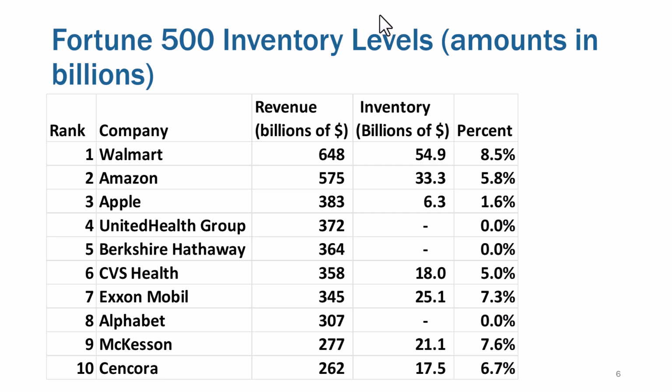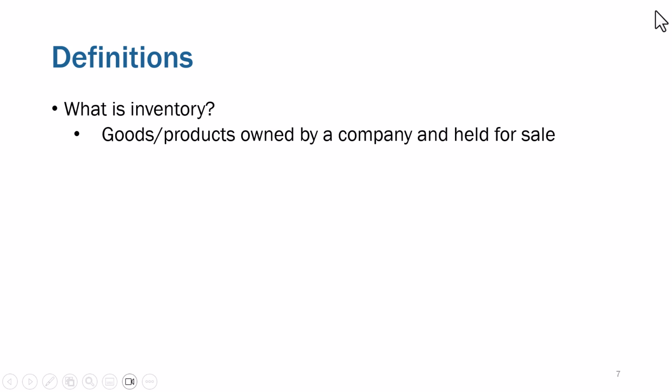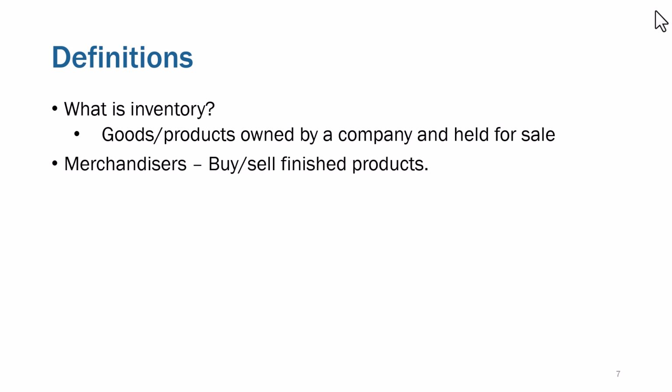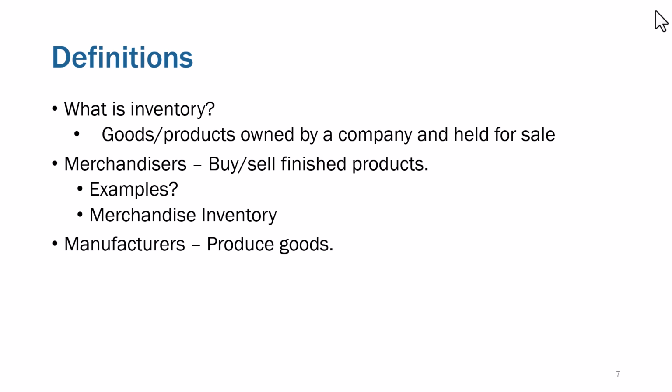So Walmart has the biggest number overall, but we're seeing several of those companies have inventories which are more than 5% of their revenues. All right, definitions here. What is inventory? Goods or products that a company owns and is holding for resale. Merchandisers buy finished products from someone else and then resell them. When I think of examples of merchandise inventory, I'm thinking of your Walmarts and your Targets and your Costcos, your Best Buys. Companies like that are your merchandisers, right? A lot of your retailers is what you're thinking of.